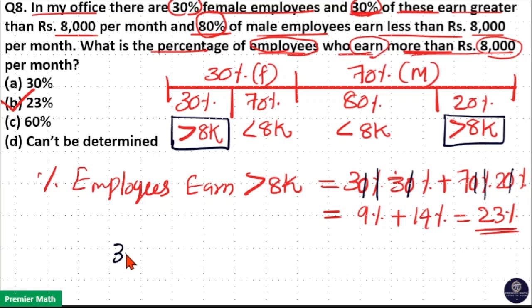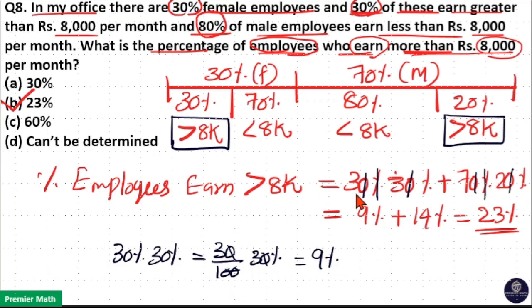Here 30% of 30% means 30 by 100 into 30%. Percentage means by 100. So this double zero and this double zero get cancelled. So the remaining is 3 into 3 into percentage, which is equal to 9%. That's why percentage and double zero get cancelled.